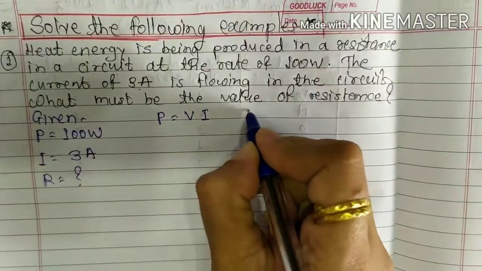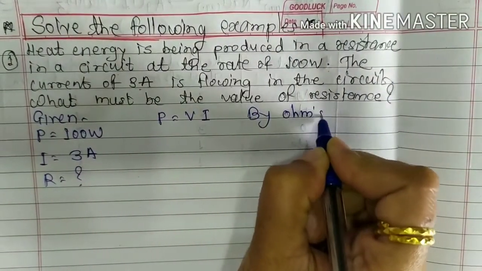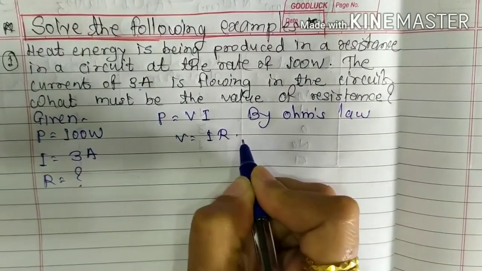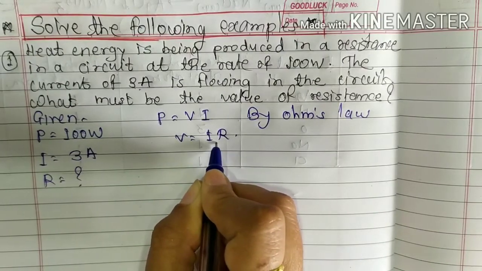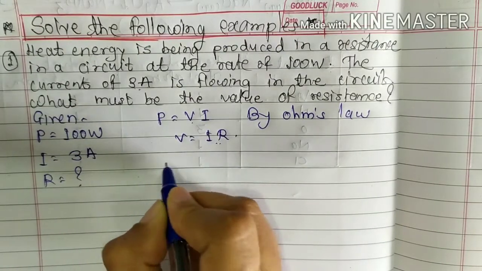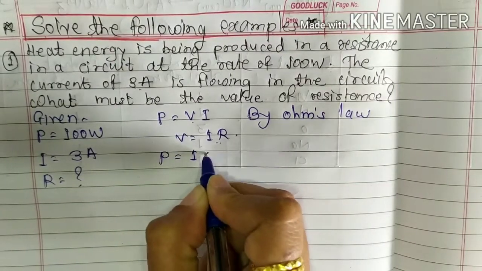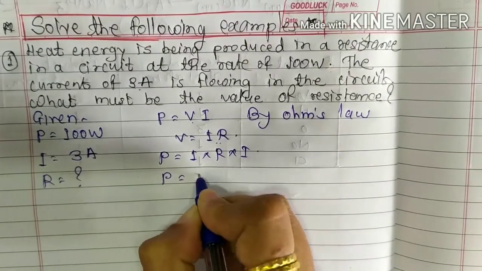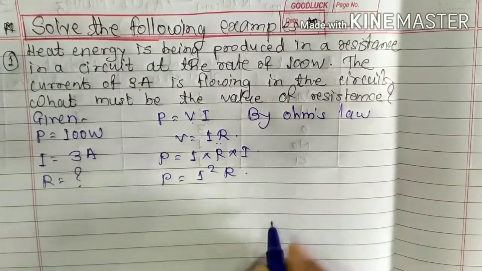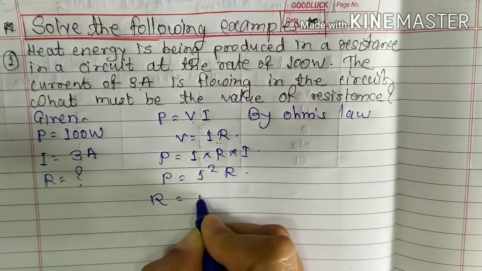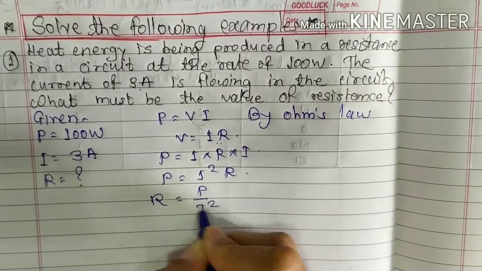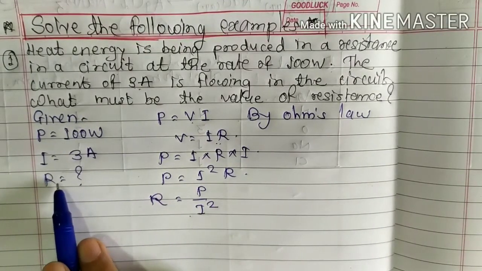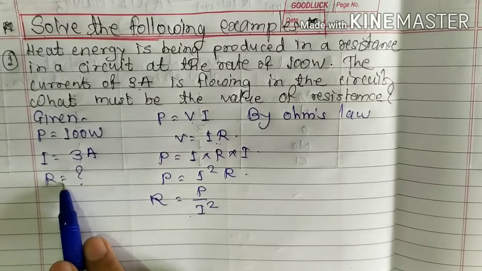But by Ohm's law, V is equal to I into R. Hence, we put this value in this equation. P is equal to I into R into I. P is equal to I square R and R is equal to P by I square. Hence, we use this formula for finding the value of R or resistance.